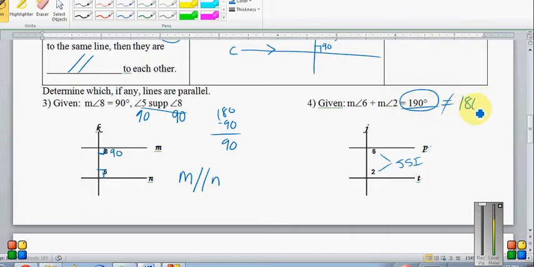So since this is not equal to 180, P is not parallel to T. We're going to draw the two parallel lines with a slash through it to mean not parallel. So P is not parallel to T.